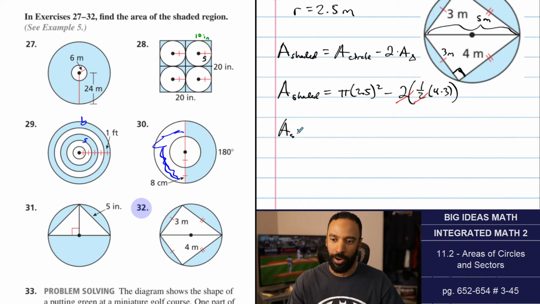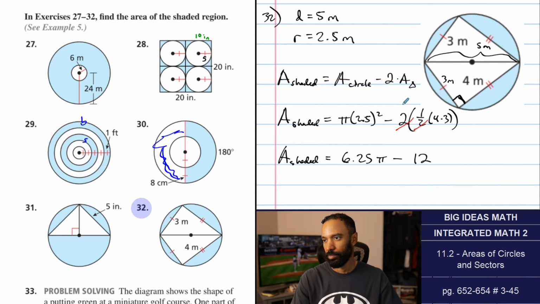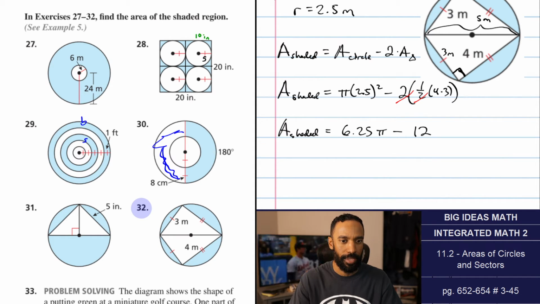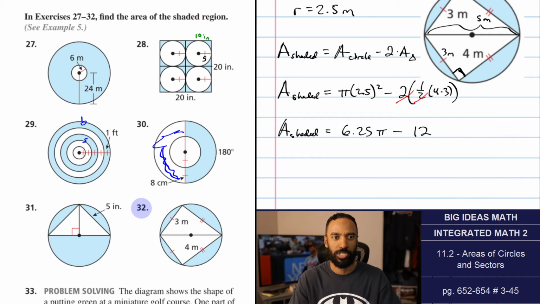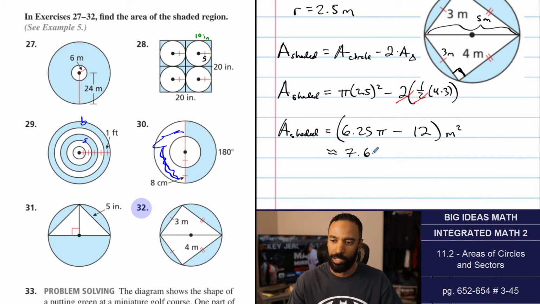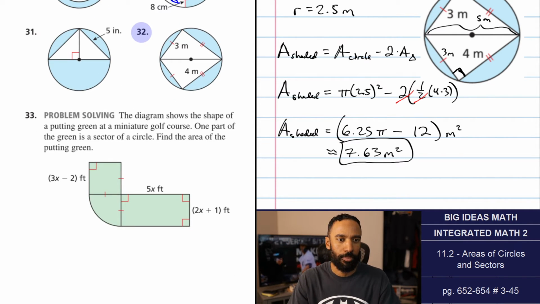So ultimately, the area of shaded is going to be 2.5 squared is 6.25. So 6.25 pi minus 12. What's my calculator? 6.25 pi minus 12. I'm getting about 7.634. Oh, this was in square meters, by the way. 7.63 square meters. And that's number 32.